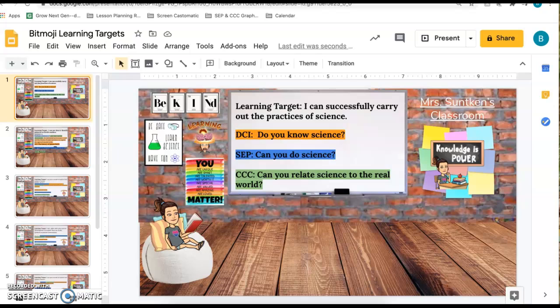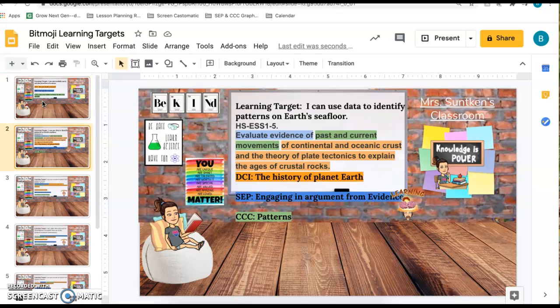Before we get started on that, I did want to show you how this learning target slideshow goes. The learning targets are all in order. So when I say learning target 3 or 4 or 5, it's the number of the slide it is on. If you go to slide 1, this is the very first learning target that we did. And this was the second. Number 2 is the second one. We just got done doing this. We took our quiz on it.